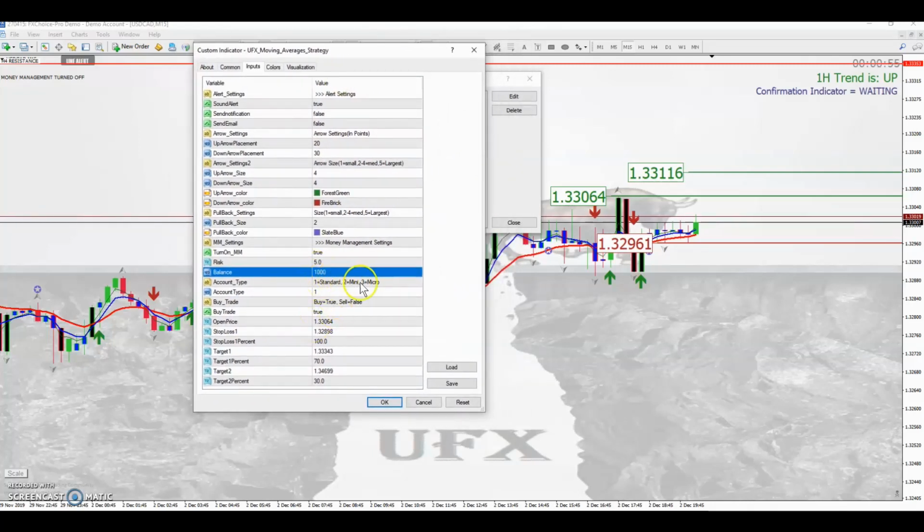So we've got the standard, mini and micro lots for the account type. Majority is going to be staying with the standard here. We are looking to do a buy trade, and our open price is 33064.